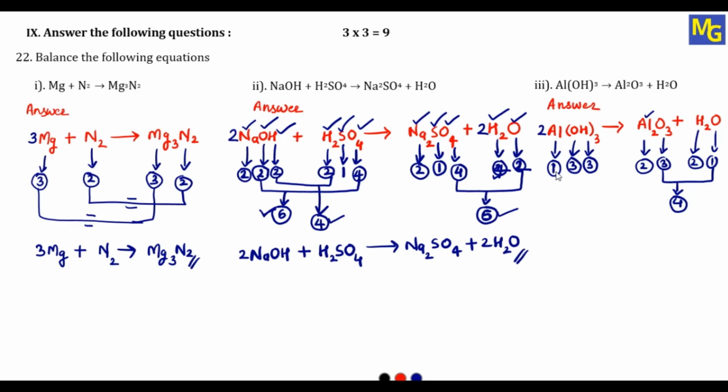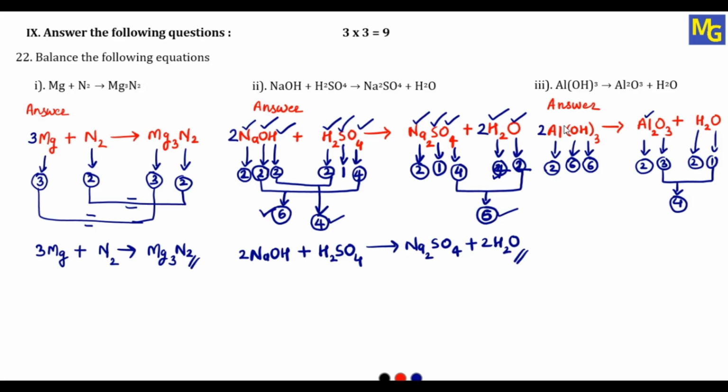What all will change? See here, this one aluminium becomes 2. Already here there were 3 oxygen and we have written here 2, so we have to multiply this. 3 2s are 6. So this will become 6. Same way hydrogen also will become 6. So I will do these corrections here. I will remove these all and then I will make the correction. Here aluminium got 2, oxygen became 6, and same way hydrogen also became 6.